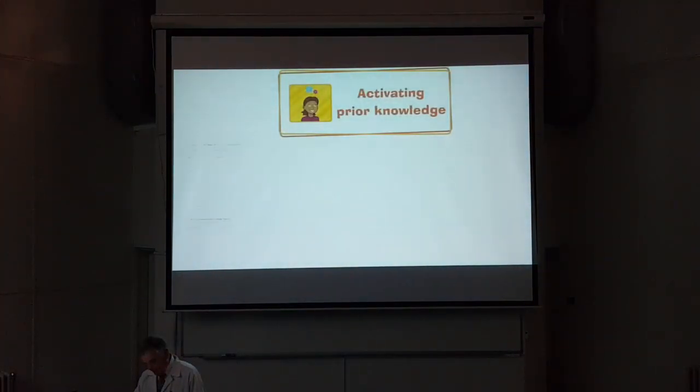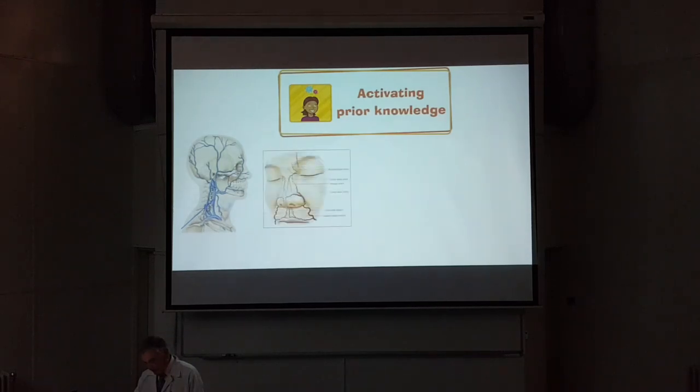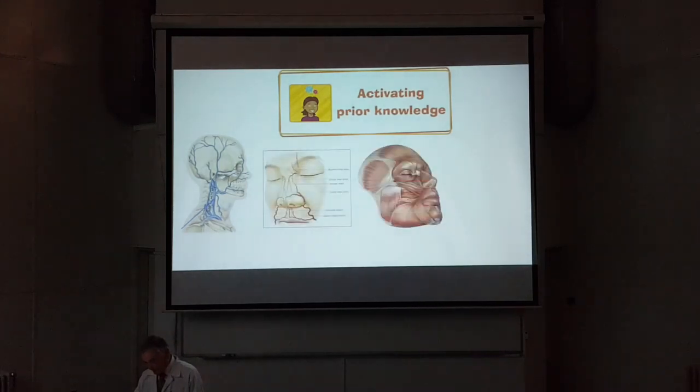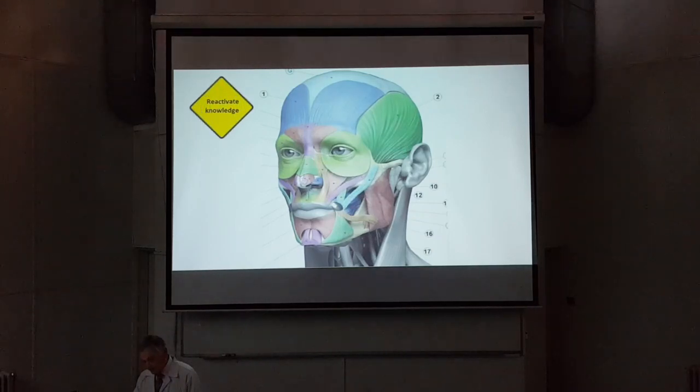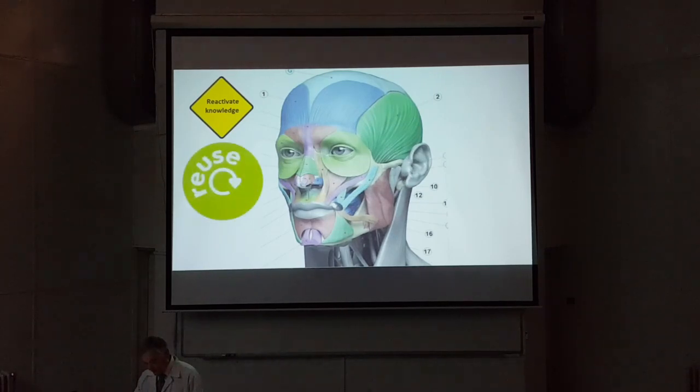So we need to activate our knowledge in the veins of the head and neck, arteries of the face, and muscles of facial expression. And we're going to use this piece of information. These are muscles of facial expression, and we need to activate our knowledge, and we are going to reuse it and apply it.